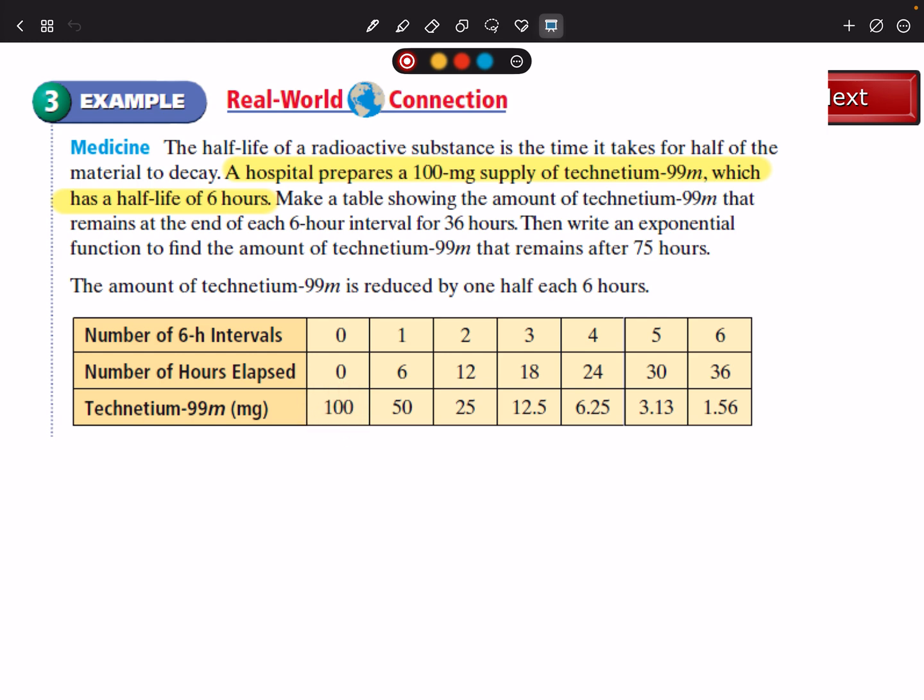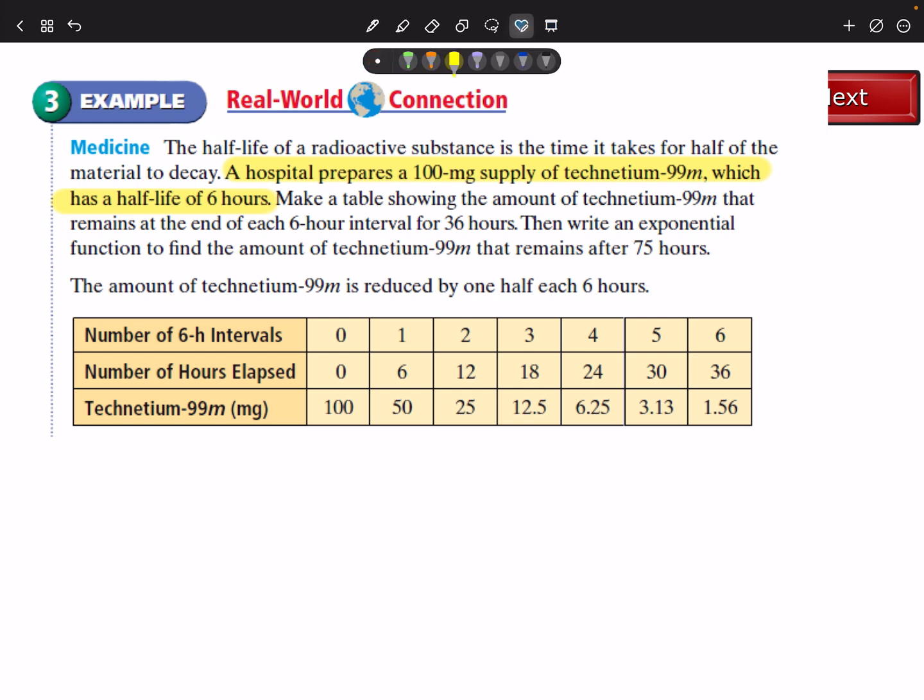Now, technically, according to this model, 100 milligrams will never become zero because you'll always have a small amount cut in half, cut in half, cut in half. It will become, at some point, negligible, but for all intents and purposes, there will still be something left because there will always be something to cut in half.